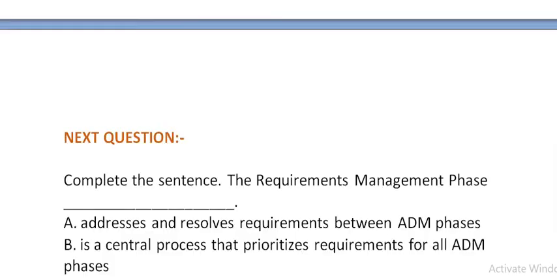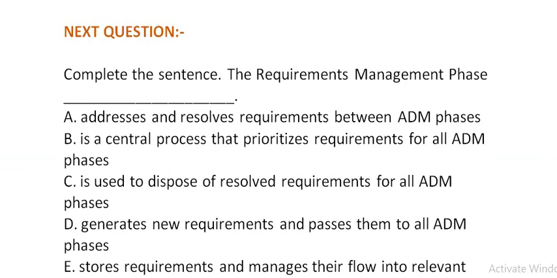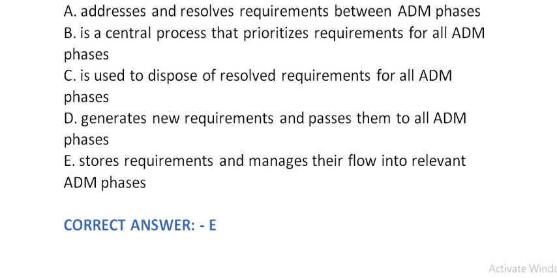Now moving to the next question. Complete the sentence. The requirements management phase. Option A, addresses and resolves requirements between ADM phases. Option B, is a central process that prioritizes requirements for all ADM phases. Option C, is used to dispose of resolved requirements for all ADM phases. Option D, generates new requirements and passes them to all ADM phases. And option E, stores requirements and manages their flow into relevant ADM phases. And the correct answer is option E.